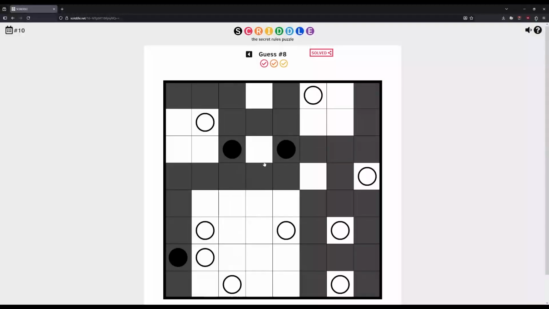As your understanding evolves, you start realizing that there are actually these nuances to the rules. So I think this is a really cool example of one of the ways in which Scriddle can be really delightful to play. Yeah, that was good. That was good fun.